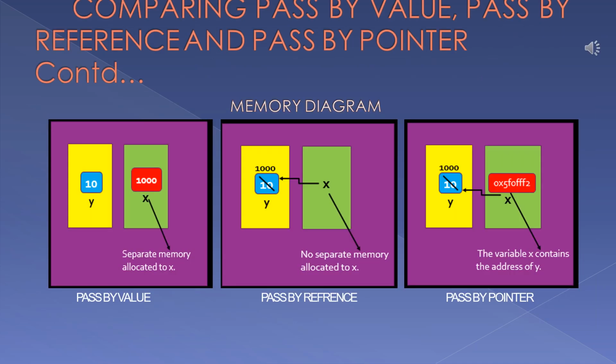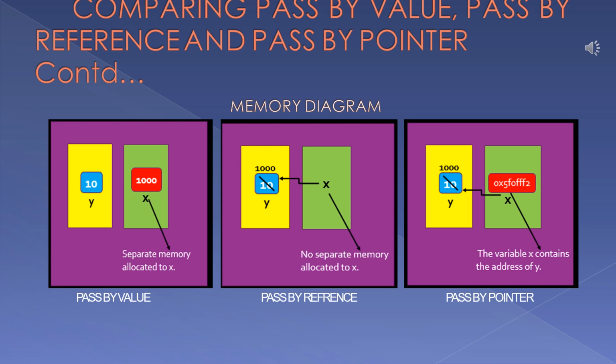This is the diagrammatic representation of the program that we have discussed just now. In pass by value, x and y both have different, separate memory locations. x is the formal argument, y is the actual argument. The formal argument has been changed, x into x into x, and got 1000, but it has not been reflected back in y. See the second case, pass by reference: both x and y are referring to the same memory location of y. There is no separate memory location for x. So any change will be reflected back in y.